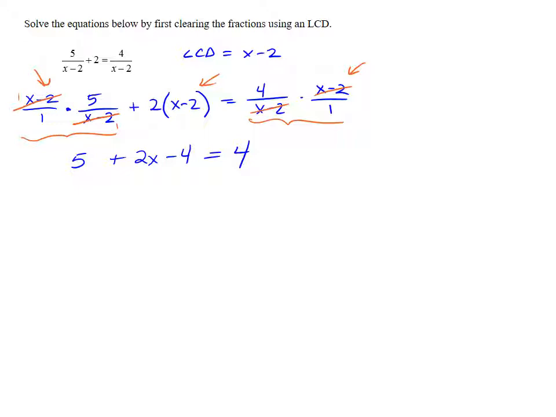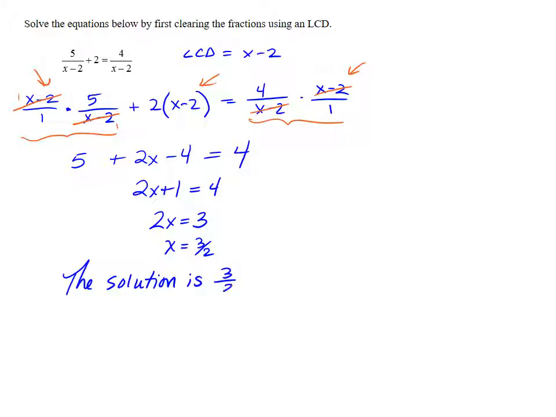So I have an equation with no fractions anymore. 5 plus 2x minus 4 equals 4. Collecting like terms, that's 2x plus 1 equals 4. Subtract the 1 from both sides and I get 2x equals 3. Divide out the 2 and I get x equals 3/2. So the solution, if I've done this right, is 3 over 2.